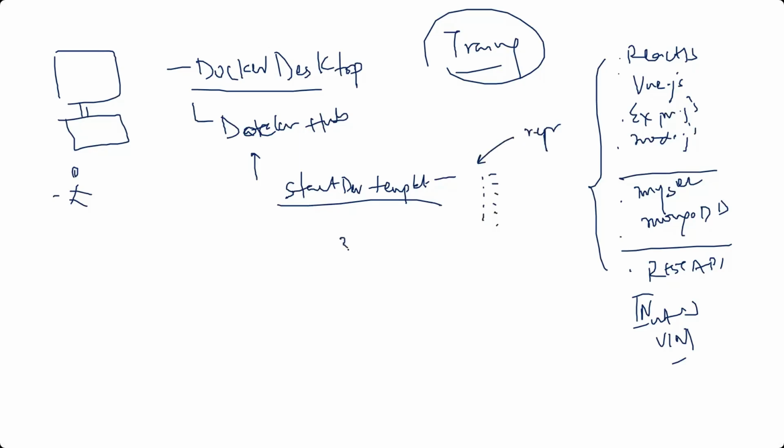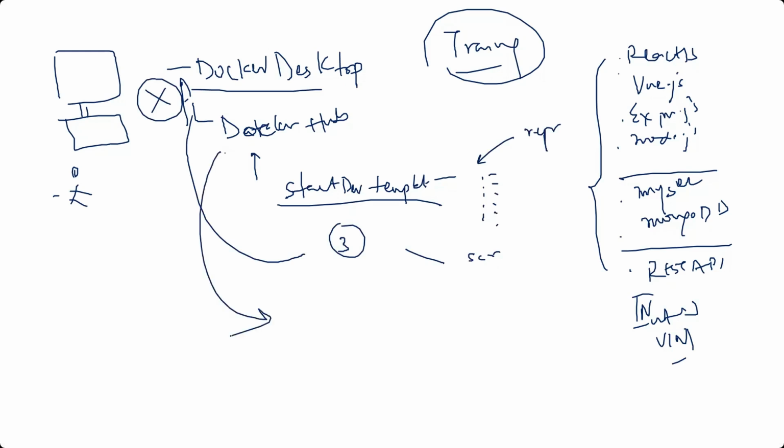Imagine after 3 days, he screwed up the code and the entire code is not working. He has the option to go back to Docker Desktop, kill the template, go to Docker Hub, get a new starter development boilerplate, what we call the scratch template. People call it a scratch template or ground zero template, which has everything from scratch, and start the development again.